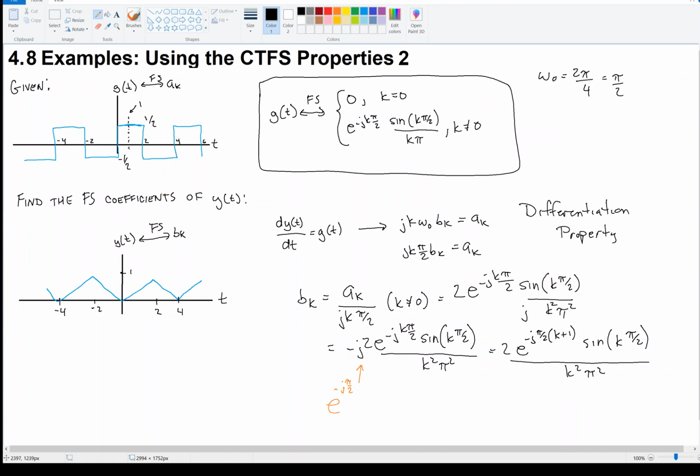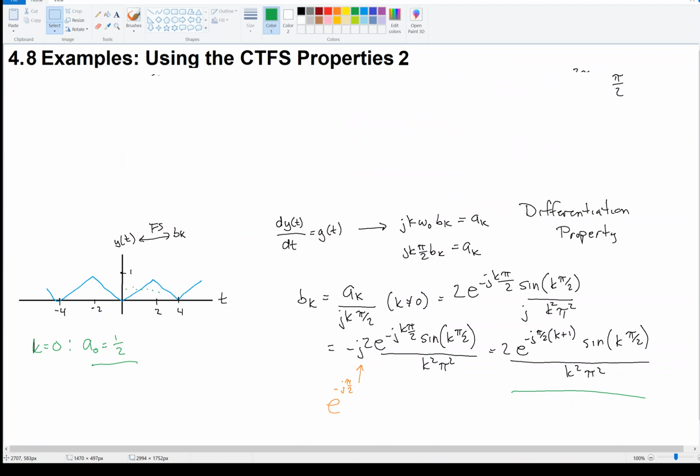So now, that was for k not equal to 0. For k equals 0, I'll write this in green. For k equals 0, you can get this quickly using the analysis equation, or just remembering that k equals 0 is the average value. So if we look at the average value of this triangle wave, it goes from 0 to 1 linearly, then 1 to 0 linearly, and so the average value there is going to be 1/2. When you do the math, you're going to see that a0 is equal to 1/2. Okay, so now we've got both pieces, right? We've got the k equals 0 term and the k not equal to 0 term. So we have the entire answer using the differentiation property.